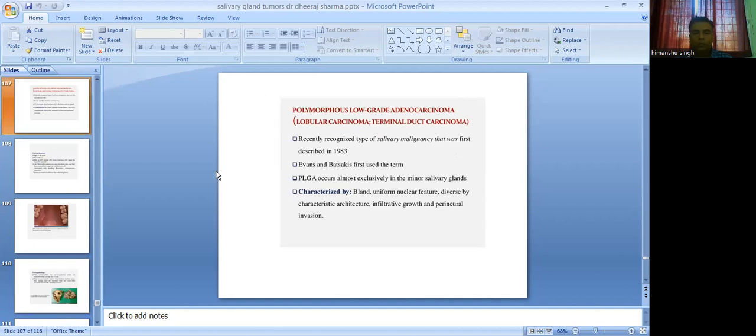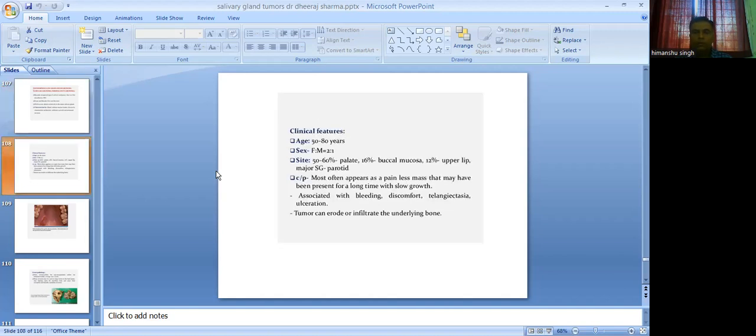Now coming to the next salivary gland malignancy, called polymorphous low-grade adenocarcinoma. It is also called lobular carcinoma, and it is also called terminal duct carcinoma. It is a recently recognized type of salivary malignancy. It was first described in the year 1983. The term was first used by Evans and Batsakis. This malignancy occurs exclusively in the minor salivary glands. It is characterized by bland, uniform nuclear features, diverse architecture, and infiltrative and perineural invasion.